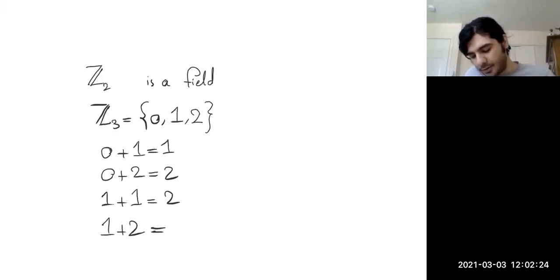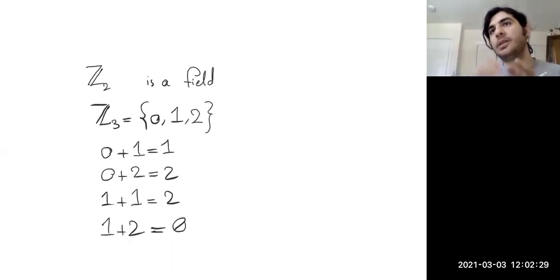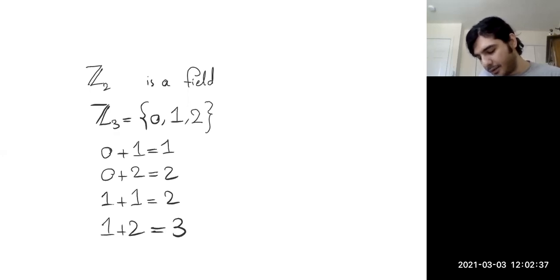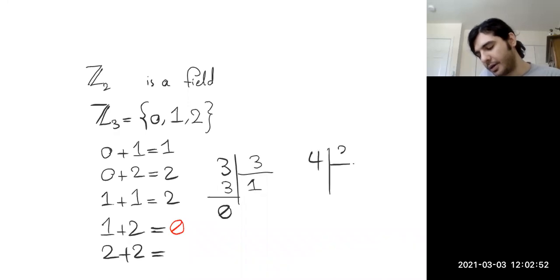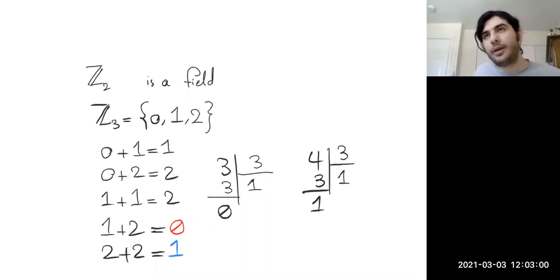It's 0. So whenever we add or multiply two numbers, we divide the result by 3 and see what the remainder is. So here 1 plus 2 would be 3, but if I divide 3 by 3, 3 is 1 times 3 and the remainder is 0. So here I can write 0. What is 2 plus 2? Well, you might say it's 4, but if I divide 4 by 3, 1 times 3 is 3, 4 minus 3 is 1. So the result is 1.